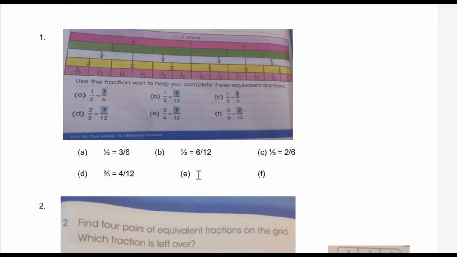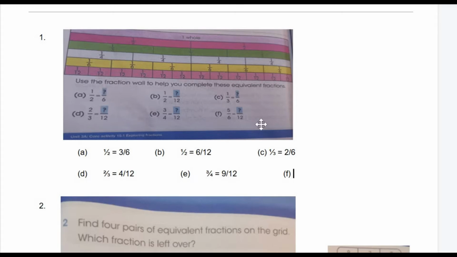And then we have D, 3 out of 4. Again, we have 12 here. Now, 12 is bigger. We should multiply 4 by a number that equals 12. Yeah? So that number is 3. If we multiply 3 with 4, we get 12. And so that's why we have 3 out of 4 equal to 3 times 3, 9, 9 out of 12.